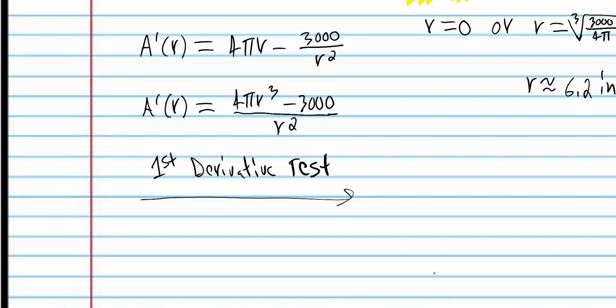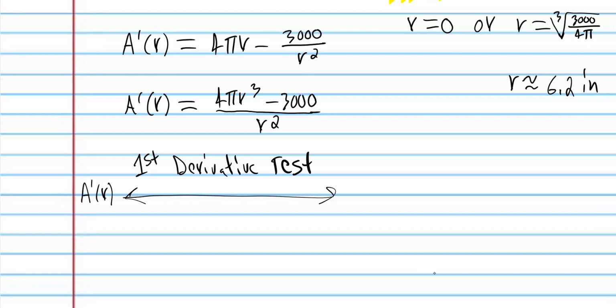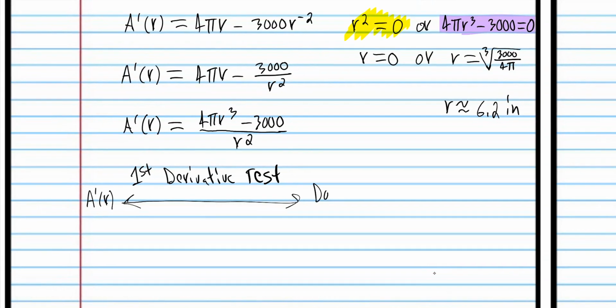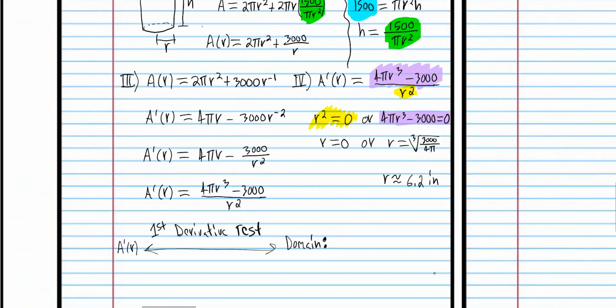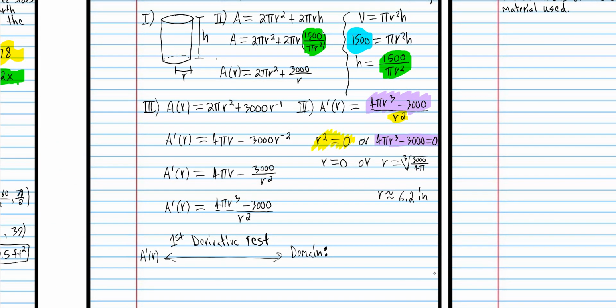And before we start plugging in values, we have to figure out what values we're allowed to even plug in. So we look to the domain for that. R can't just be any number. So what are the possible values of R?